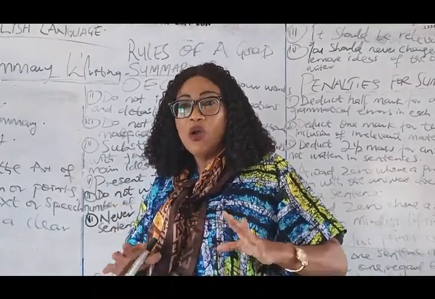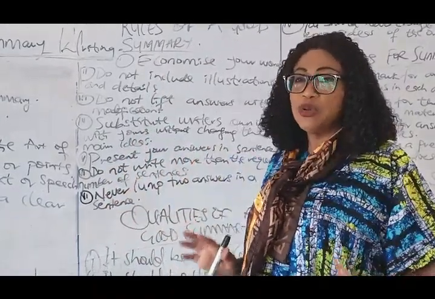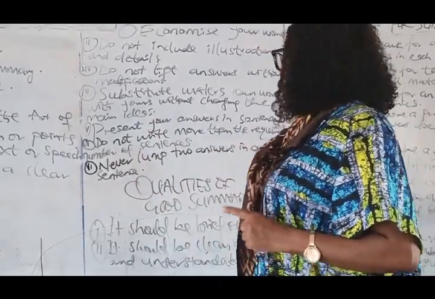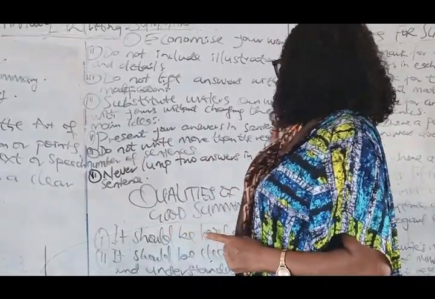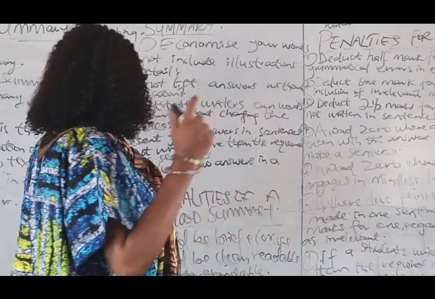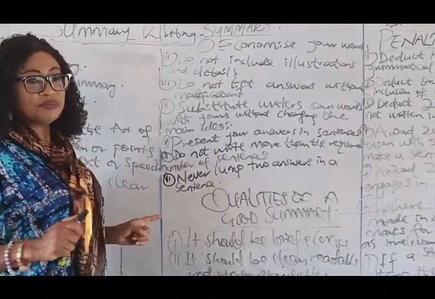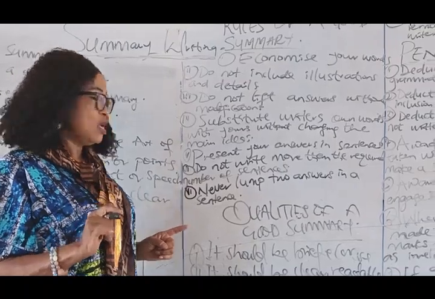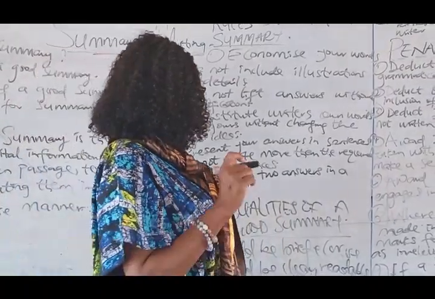Some penalties will also be applied, so you have to be very careful. Now let's go to the qualities of a good summary. We're talking about a good summary. A good summary should be brief and concise. Brevity is one aspect of summary that you need to adhere to. A good summary needs to be brief and concise.